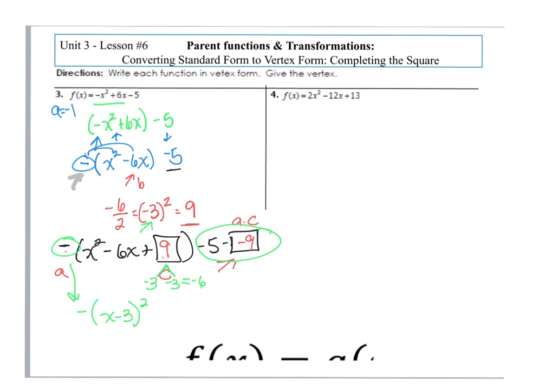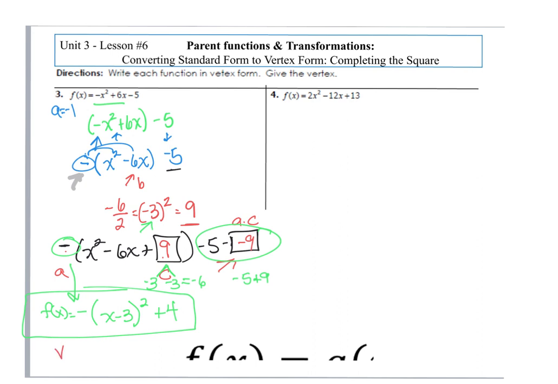I have negative 5 minus negative 9, which is negative 5 plus 9, which is positive 4. So I'm just going to come back here. It's almost done. We're going to throw an f of x equals in front of it. And now we have our function in vertex form.